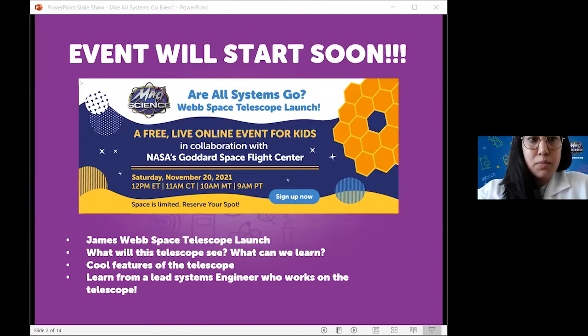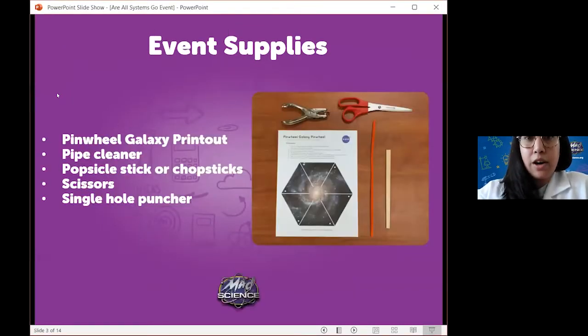I'm also just going to put on the screen the supplies you need for our activity. So we are making a spinning galaxy pinwheel. You will need the printout, a pipe cleaner, a popsicle stick or chopsticks or anything else you could find, scissors, and a single hole puncher. If you're a little mad scientist, you might need an adult helper. If you don't have these things, that's okay. We're recording this, so you can find the instructions. We sent them to your grown-ups, or you can find this on our Mad Science YouTube page a little bit later on. So if you don't have these things, that's okay. You can just sit back and relax and watch us make the activity.